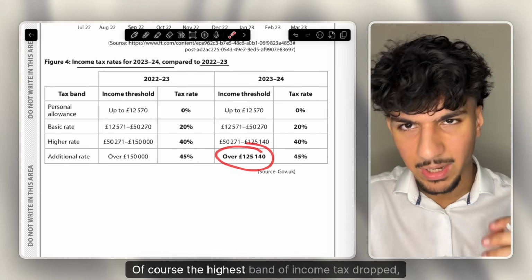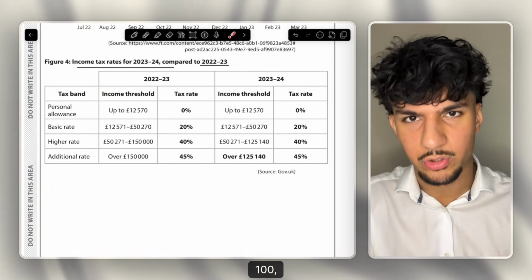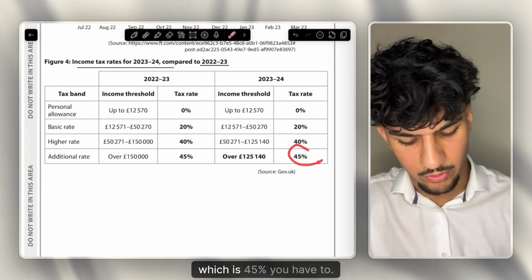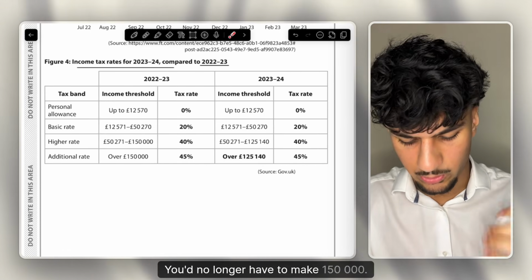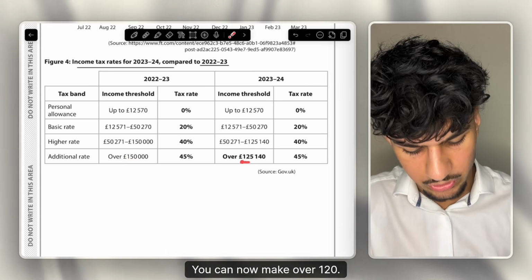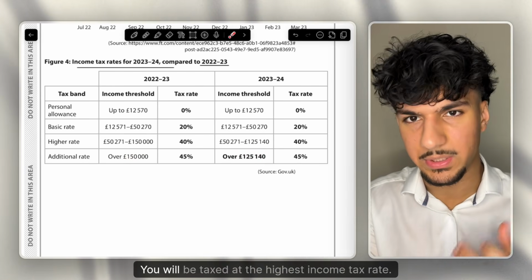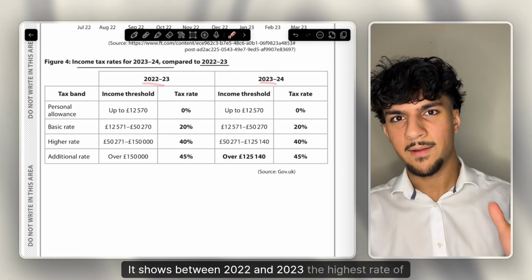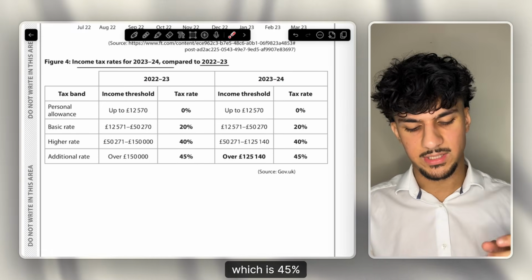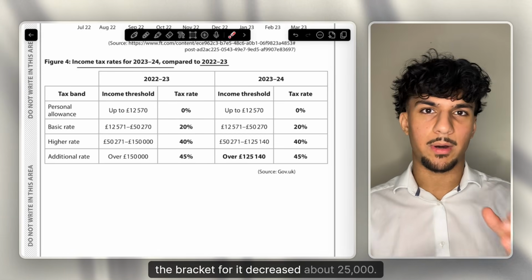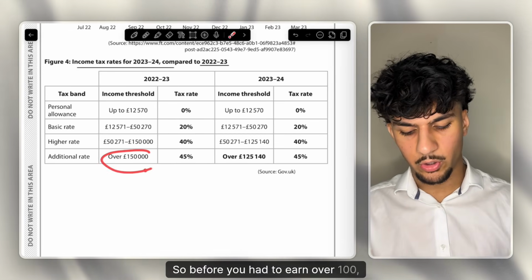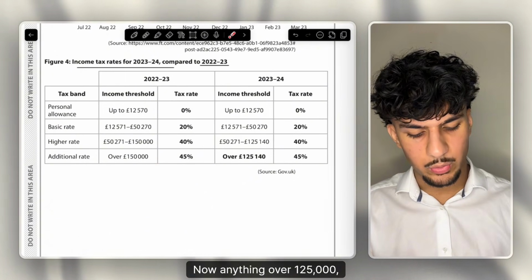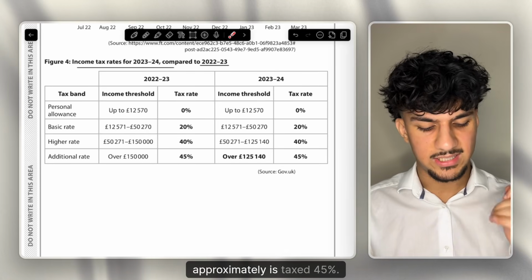Of course, the highest band of income tax dropped £25,000 in value almost. So essentially, to be taxed at the highest rate, which is 45%, you no longer have to make 150,000. You can now make anything over 125,000 and you will be taxed at the highest income tax rate. What does this table show? It shows that between 2022 and 2023 the bracket for the highest rate of income tax, which is 45%, decreased about 25,000. Before, you had to earn anything over 150,000 to be taxed at 45%. Now anything over 125,000 approximately is taxed at 45%.